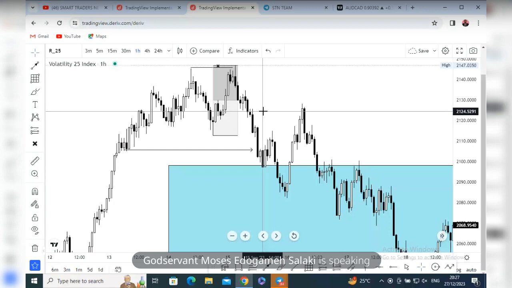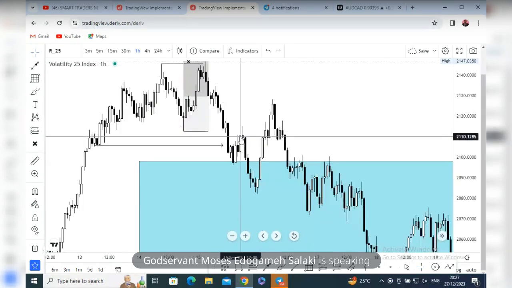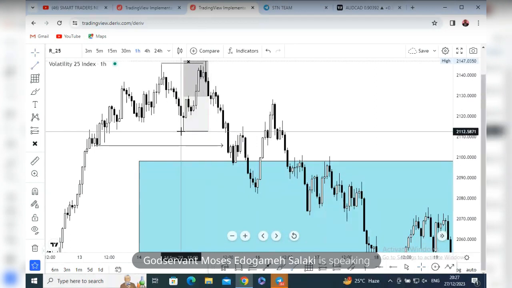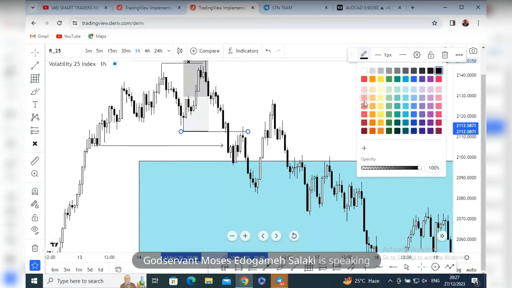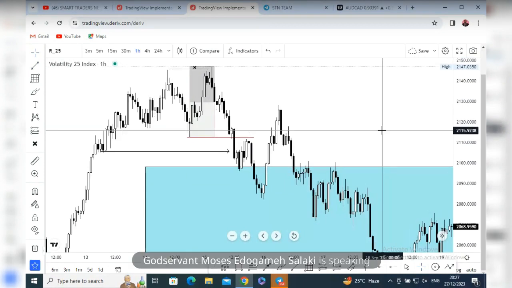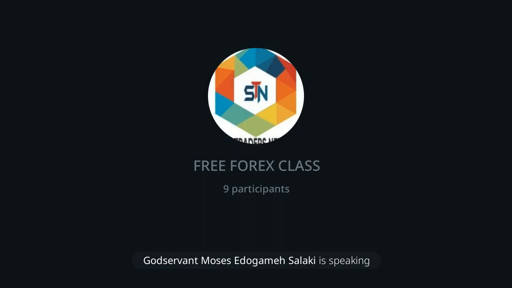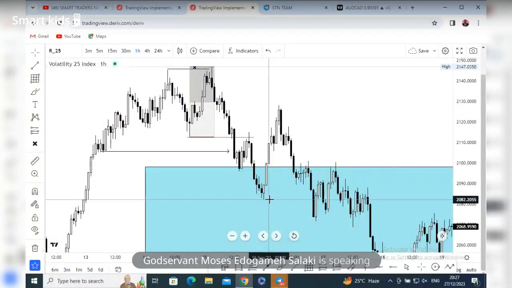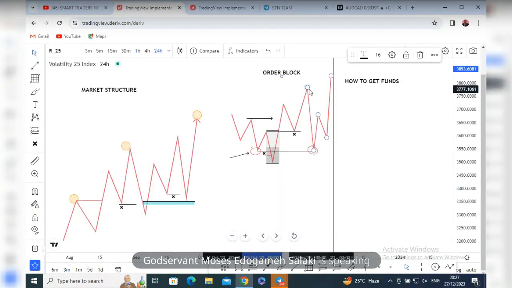First, watch, after price broke structure, what did price do? Price came to the open. This is the open. I would love to take this color, maybe red. You saw how price came to the open and sold. The exact same thing I told you here. Price came to the open and bought. You get now? Price came here to the open and bought.